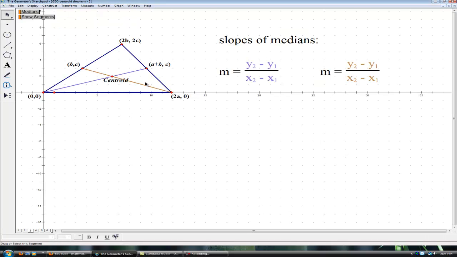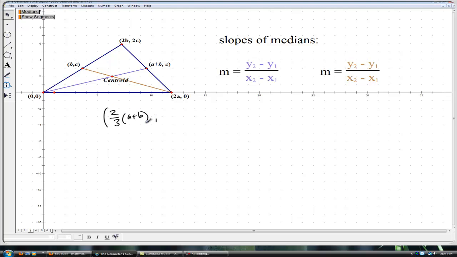Now let's take a look at the original picture again, and let's put our 2/3 of (a plus b), and what was the other one? Oh yeah, 2/3 of c. Those are my coordinates for the centroid.